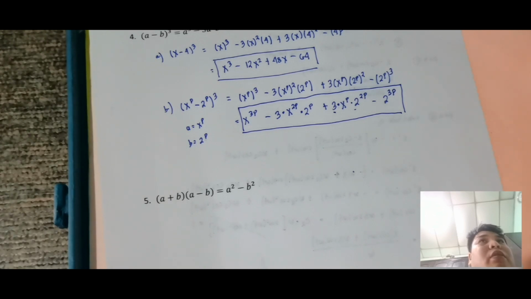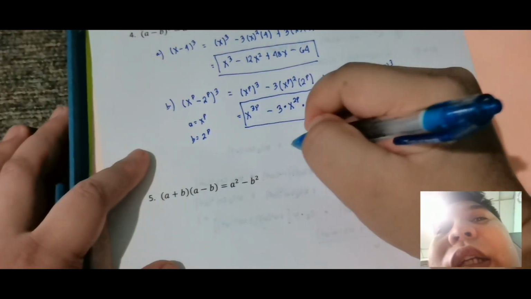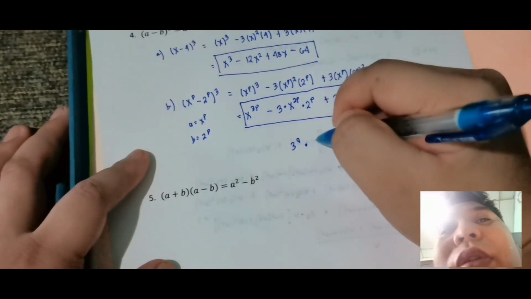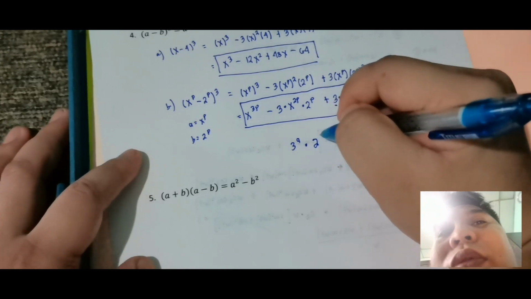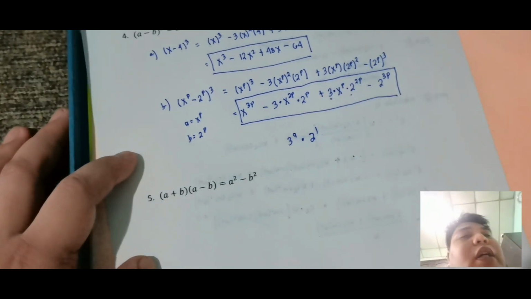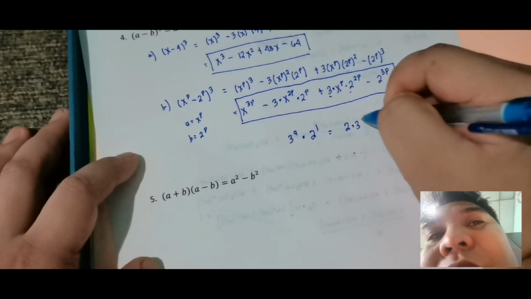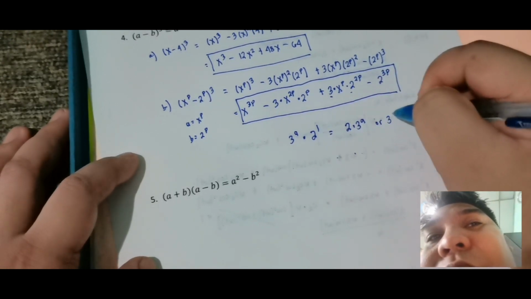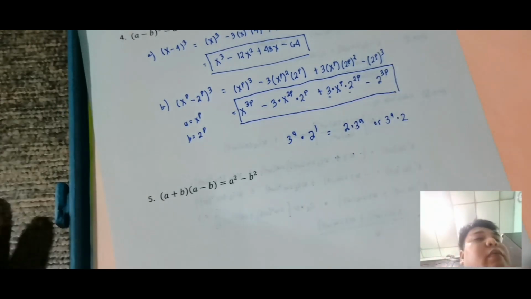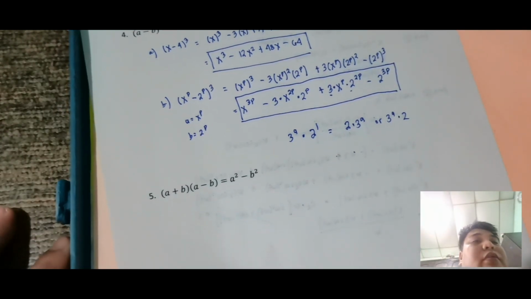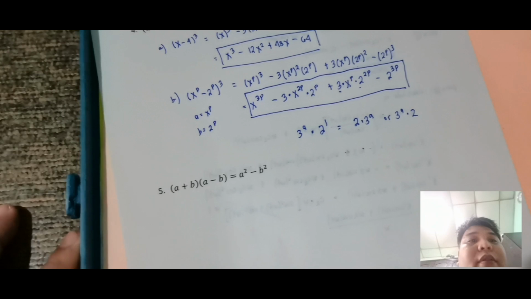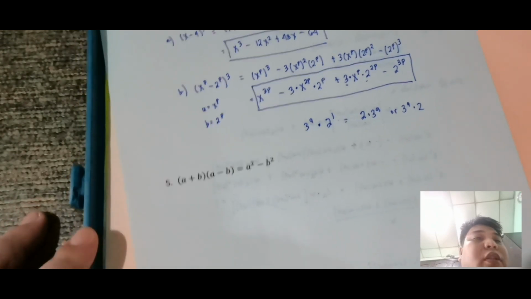Pag yung variable ko, yung number ko naka-raise sa letter, isang number ko naka-raise lang sa 2, hindi sila pwede mag-combine. So ulitin ko lang, kunyari 3 raised to a multiplied by 2 raised sa 1. Paano yan? Ito ay only equal lang sa 2 times 3 raised to a or 3 raised to a times 2. Wala nagbago. Okay, so tandaan yan. Okay, so we can proceed now dun sa number 5.